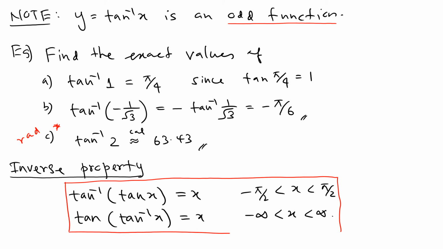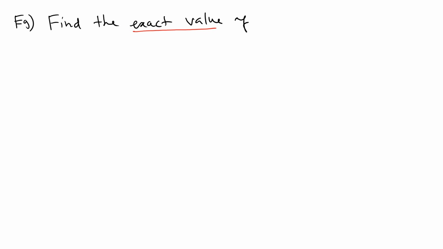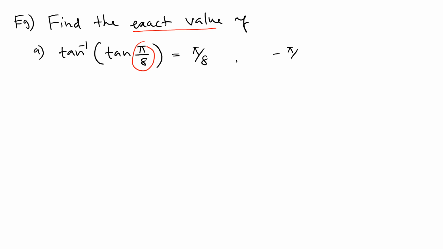So let's try to see how we can use them in several problems. Find the exact value of, so let's do tan inverse tan pi over 8. So we just need to check whether this is in the domain, and you can see that it's clear. So this is pi over 8, since negative pi over 2 is less than pi over 8, which is less than pi over 2. So the next one is tan inverse, let's say, tan 2 pi over 3, and you can see that 2 pi over 3 is not in the domain.